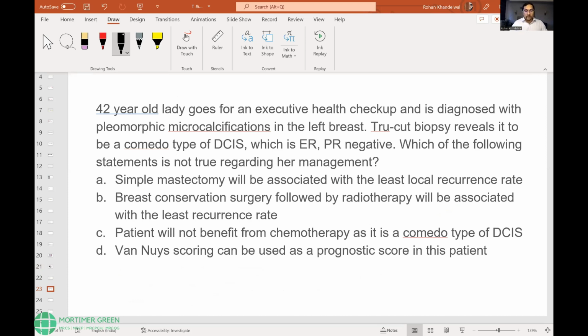You have a 42-year-old lady who goes for an executive health checkup and is diagnosed with pleomorphic microcalcifications in the left breast. Core needle biopsy reveals it to be a comedo type of DCIS, which is ER/PR negative. Which one of the following statements is not true regarding her management, right? Not true. So simple mastectomy will be associated with least local recurrence rate. Is this true or false? True or false?